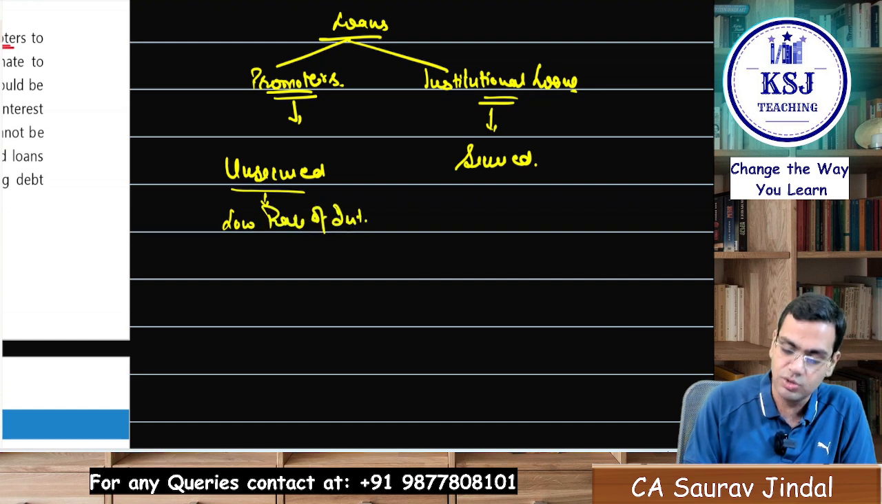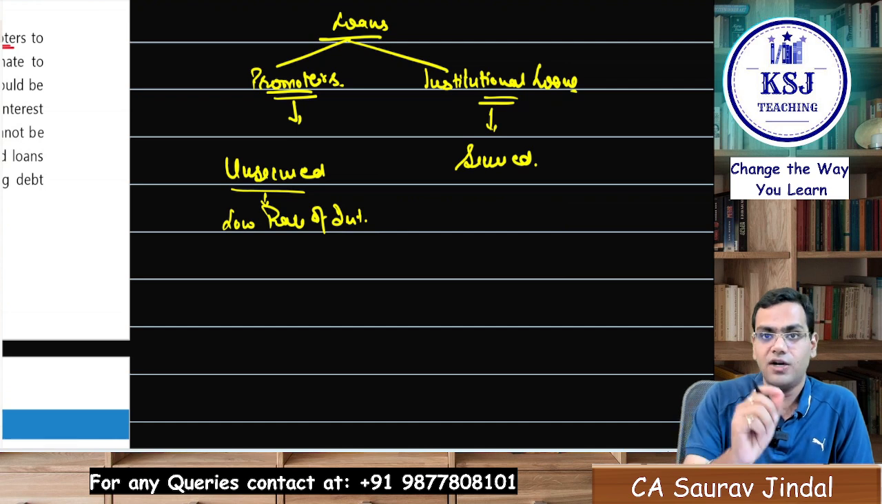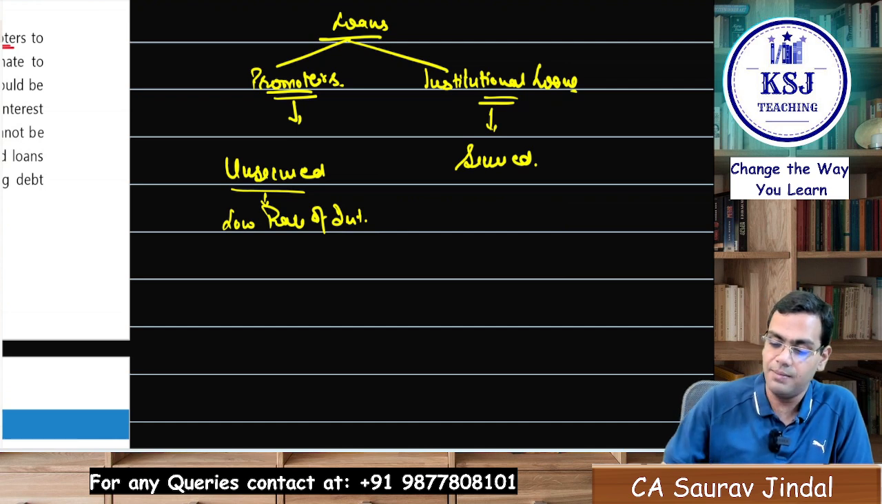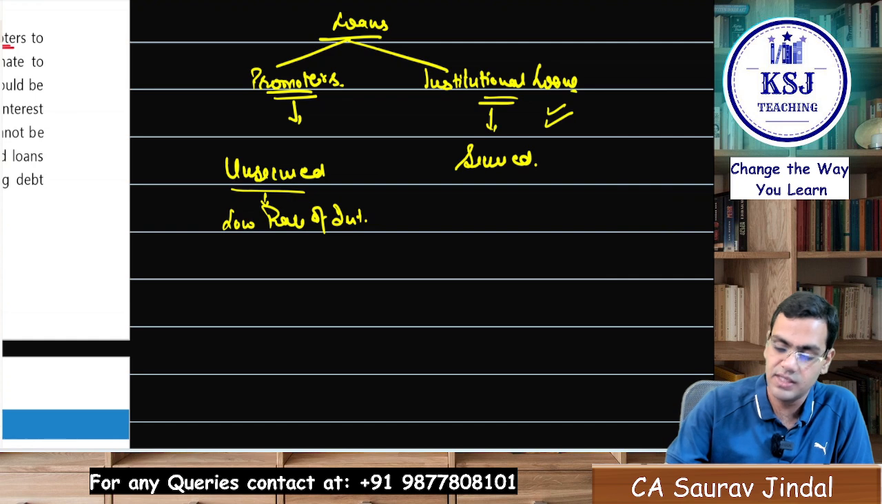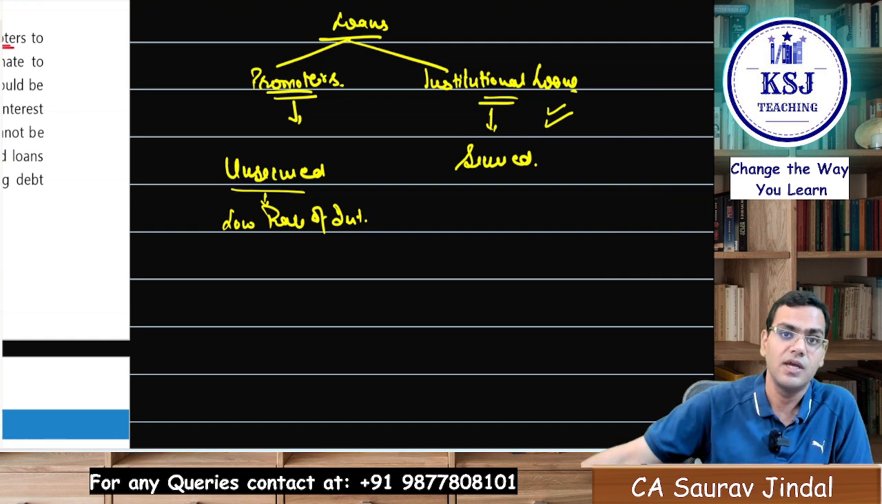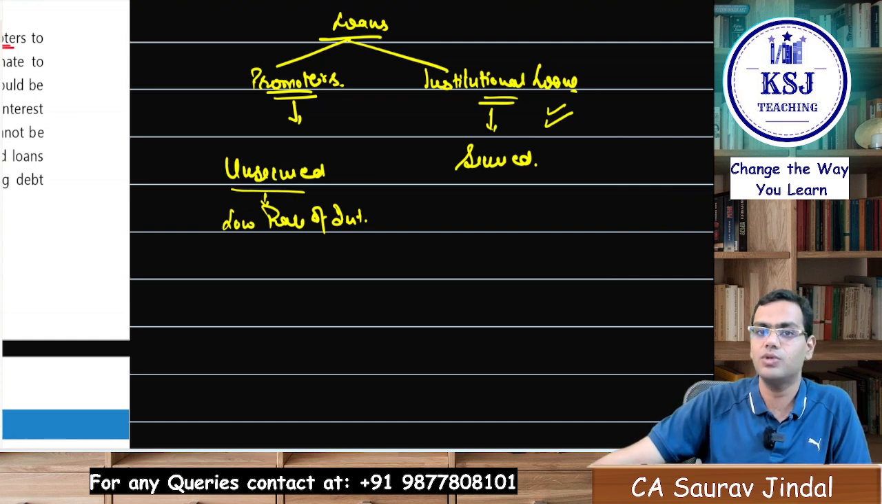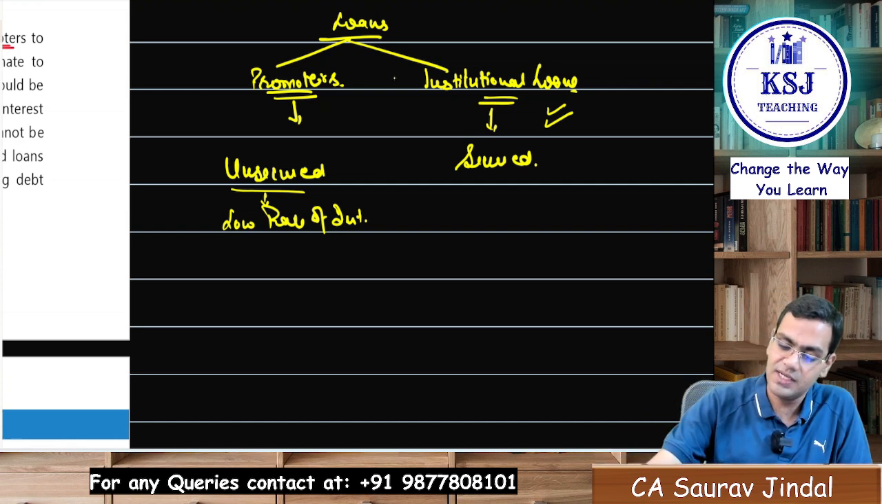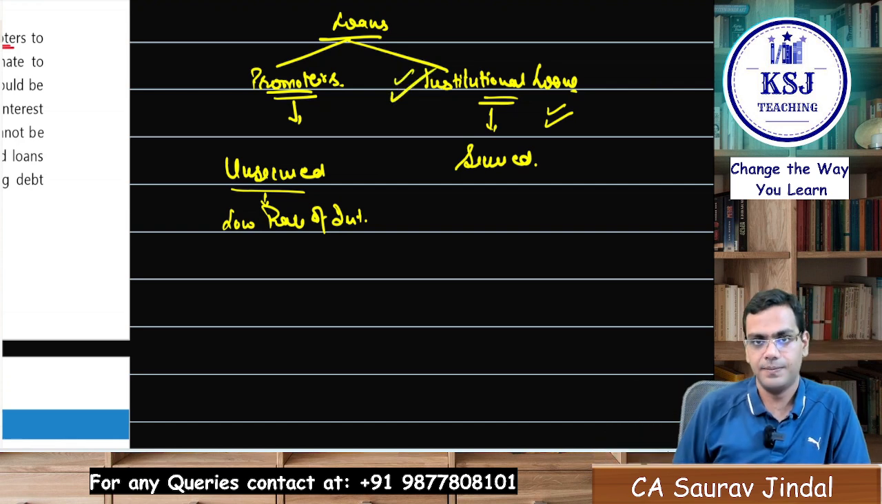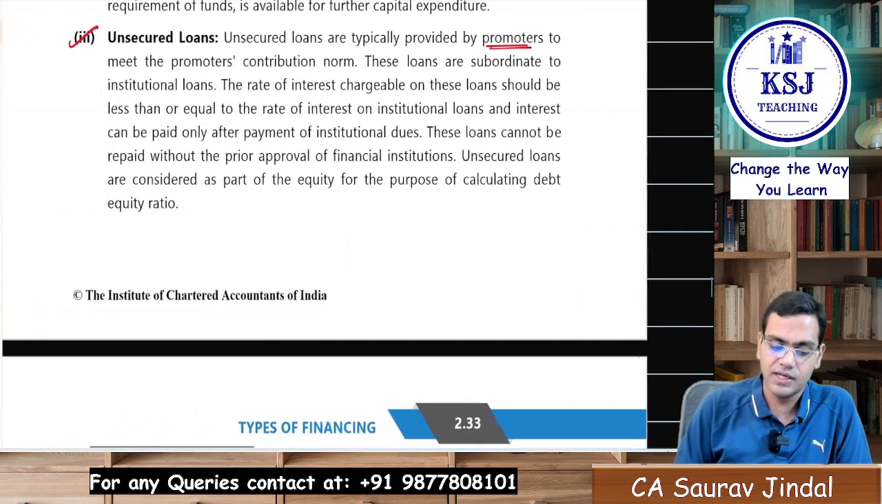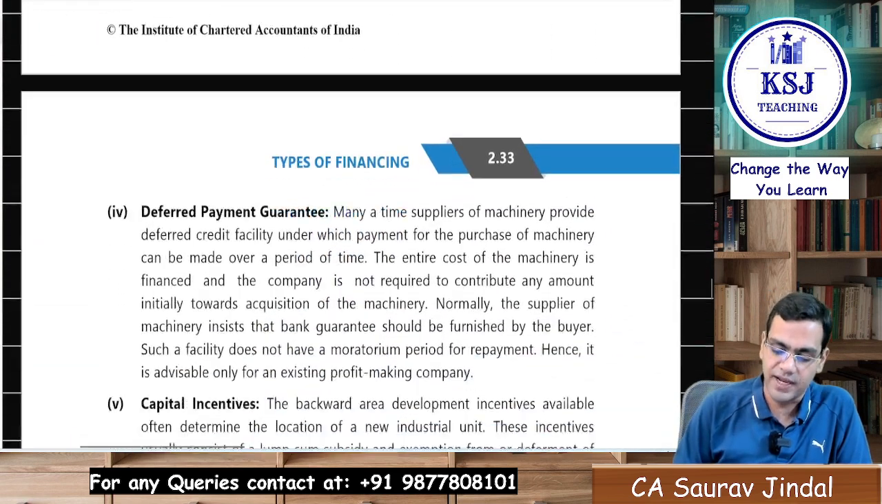Secondly, when we talk about the repayment and the interest payment, the loan from the institutions, from the bank and other financial institutions, will be given preference over the unsecured loans. The unsecured loans will be paid afterwards once these institutional loans are paid. Clear? So this is an unsecured loan. This is another source of finance.